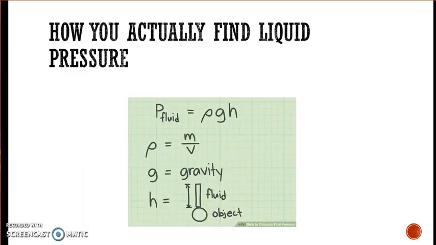Okay. How do you actually find liquid pressure? So the liquid pressure formula is rho gravity height. Rho times gravity times height. Rho is mass over volume, and gravity is gravity. H is height. So height, that's the fluid, and that's the object. So we're trying to find the pressure down here on the object.